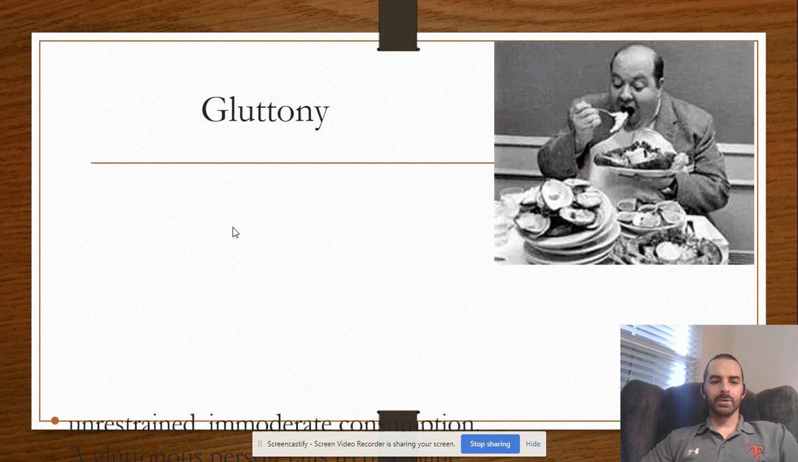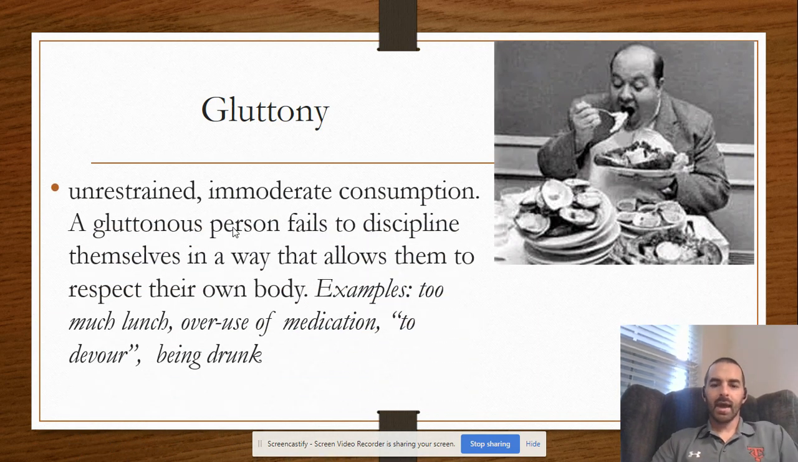Here's the last one as we wrap up the capital sins. Capital sin number 7 on our list is gluttony: unrestrained, immoderate consumption. You just consume, consume, consume to a point that it's not healthy for you. You're simply giving into that appetite constantly.